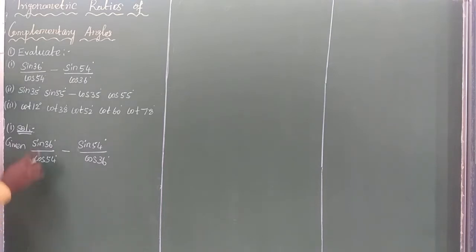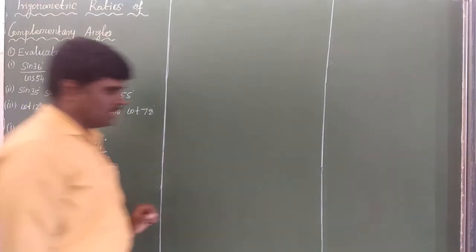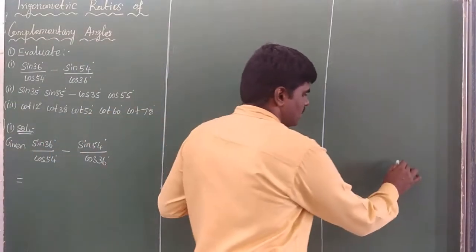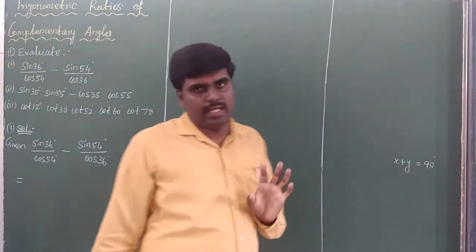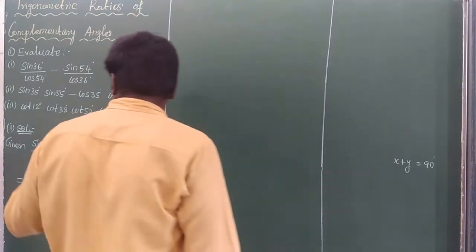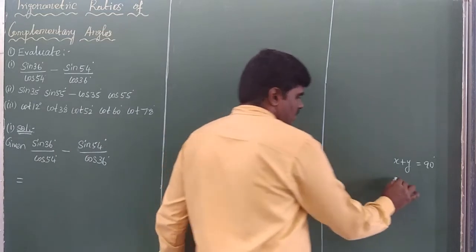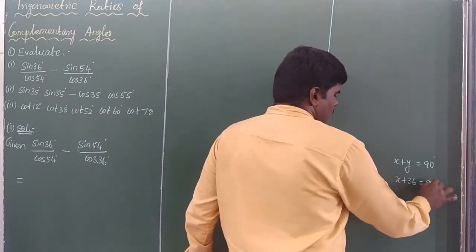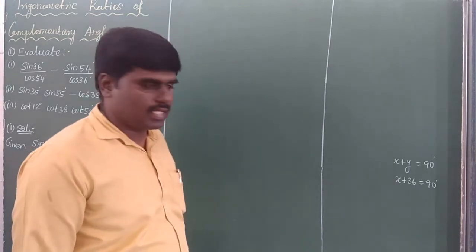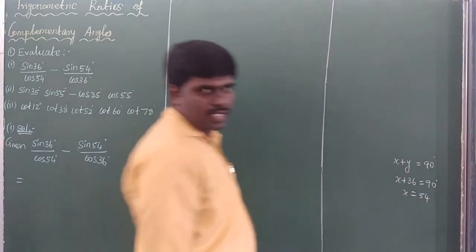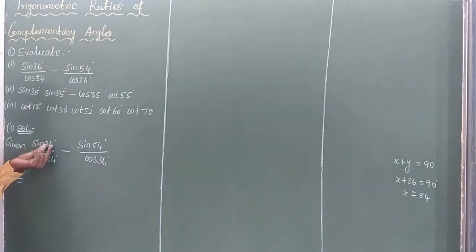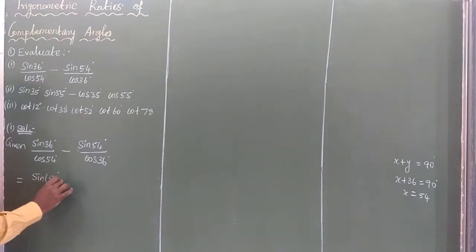Here I will change sin 36 degree. One value is 36 degree. By the complementary angle concept, x plus y is equal to 90 degree. The sum of the two angles is 90 degree. Taking the first value as 36 degree, x plus 36 degree equals 90 degree. So x is equal to 90 minus 36, which is 54 degree.